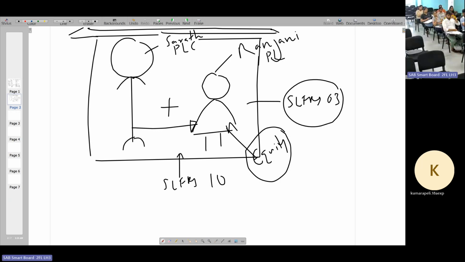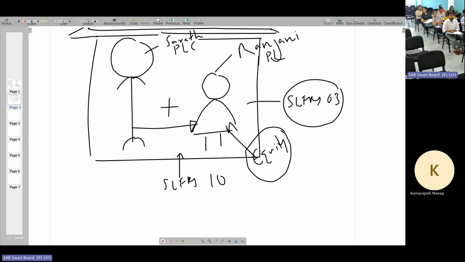Who should control? Who should be controlled? Ranjani should be controlled by Sarat. If Sarat cannot control Ranjani, we cannot apply SLFRS 3. That is not applicable. So control is the word. Control.